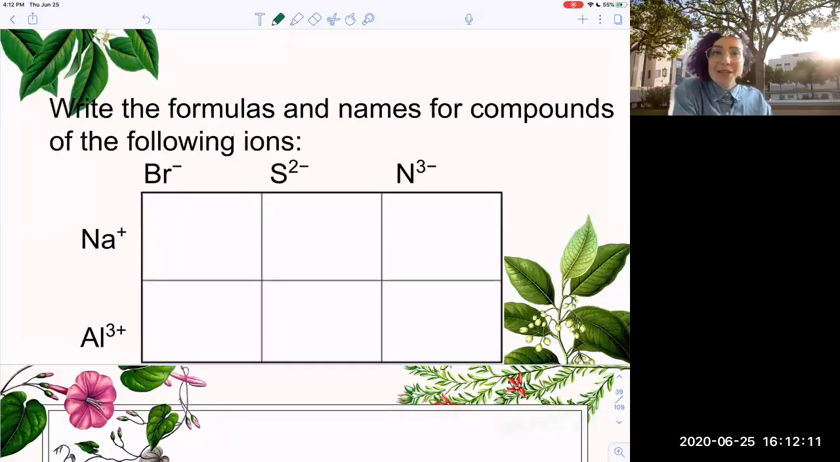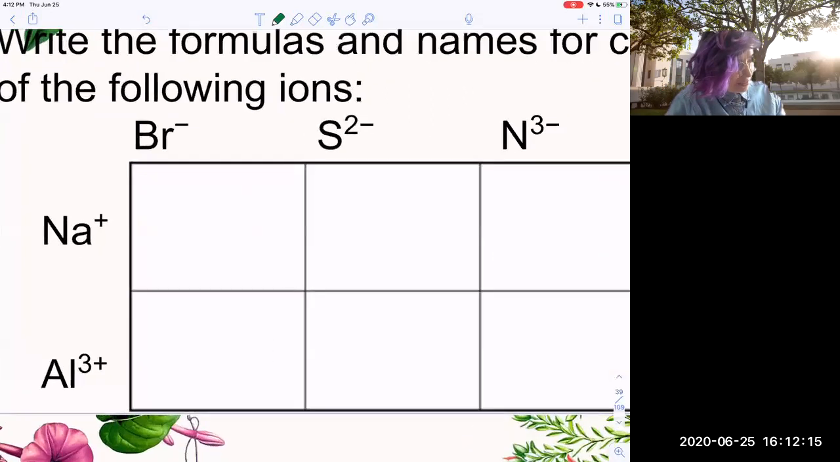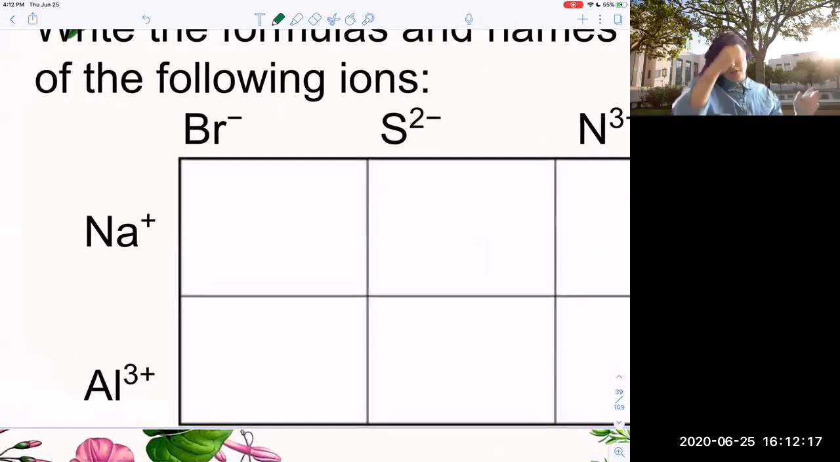All right, so hopefully you have given this a shot. Let's see what we got here. So I like to write everything out. You know me, I'm trying to label everything, I'm trying to write everything, and so I'm going to say the sodium ion and the bromine ion.